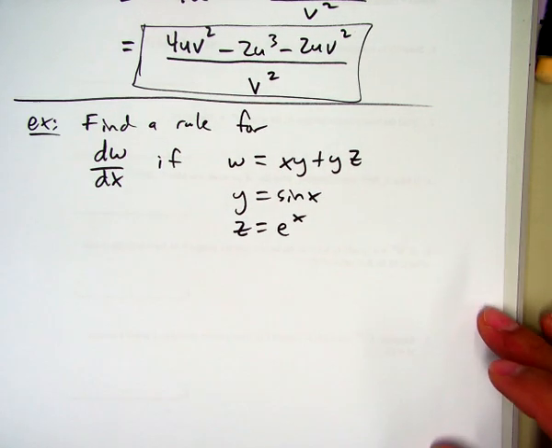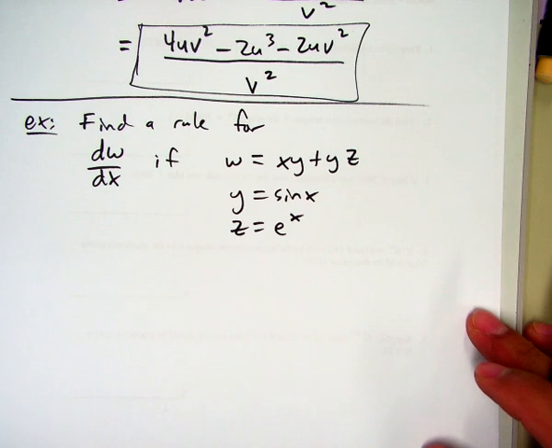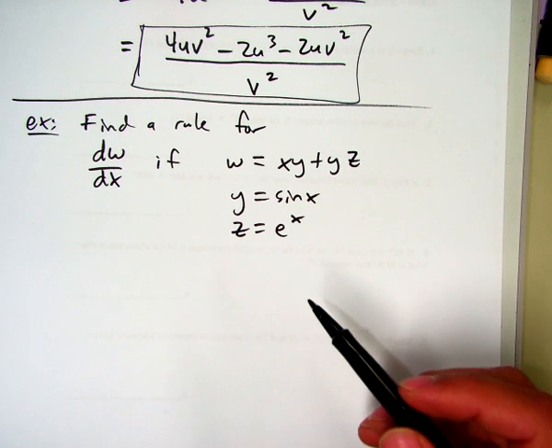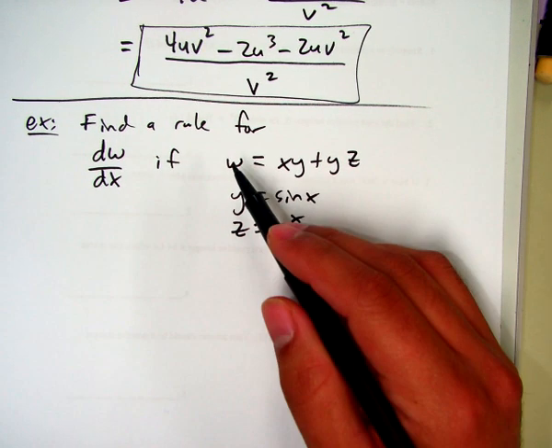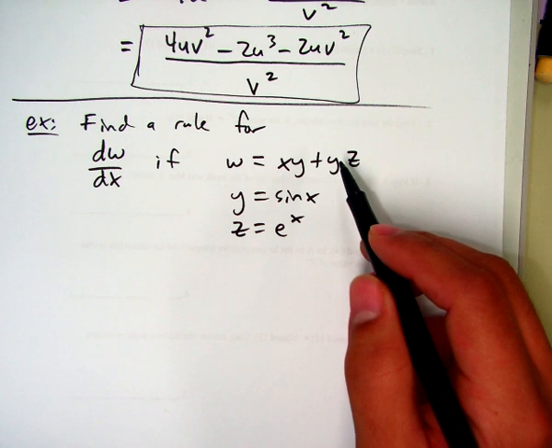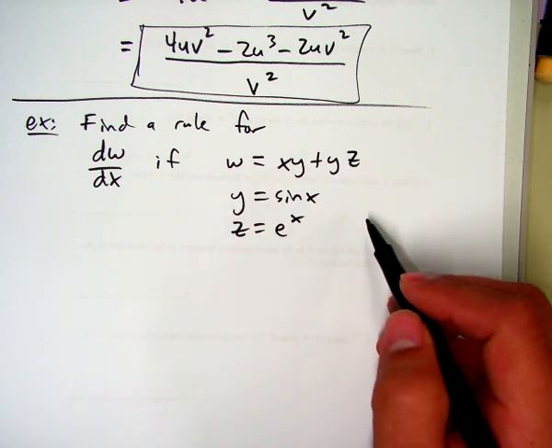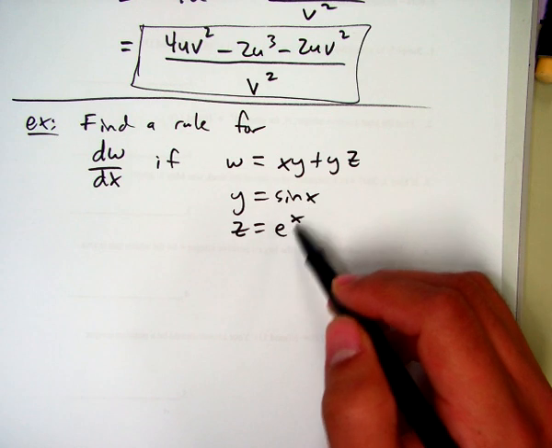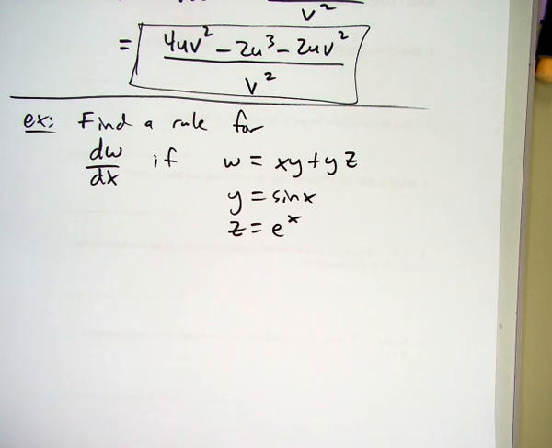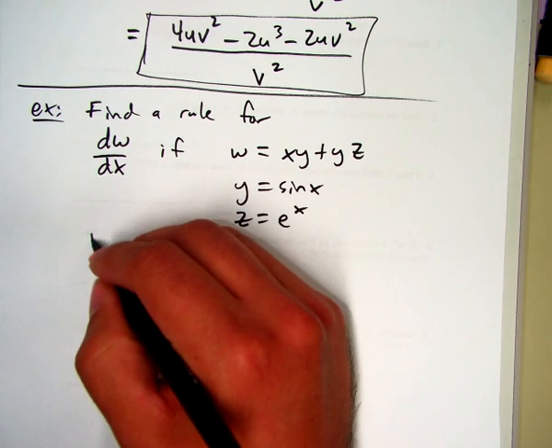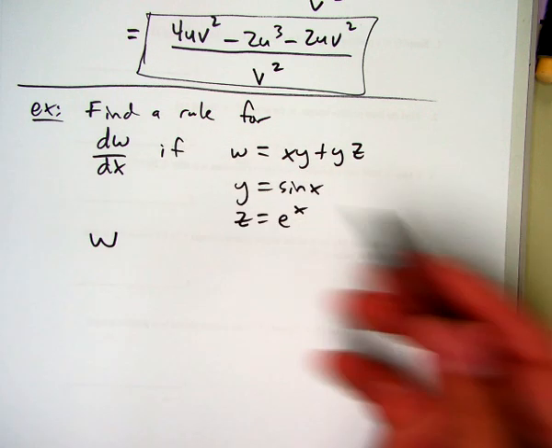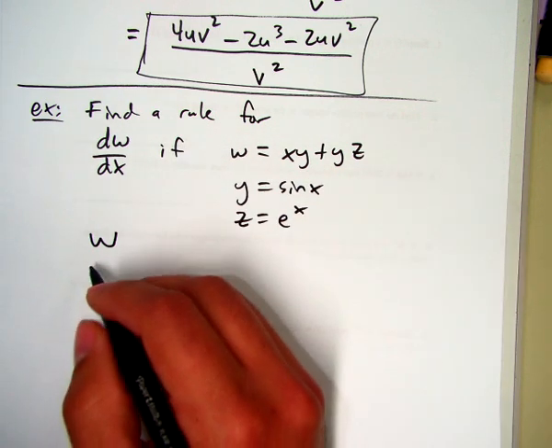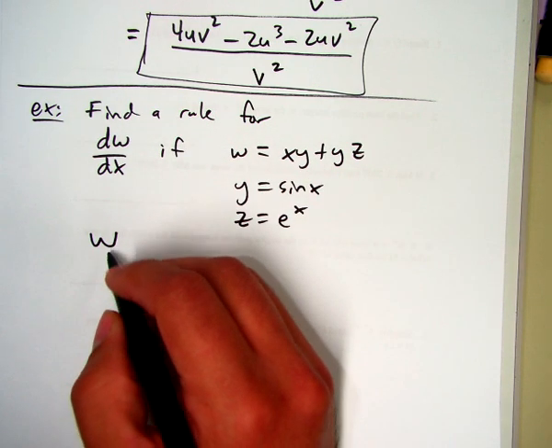Okay. So this one's a little different, and you can see that because we have w defined in terms of x, y, and z, we don't have an x function. We do have a y and a z function, however, and those are defined in terms of x. So it's a little different. If we look at a tree diagram, some of you probably already have a way of finding dw dx, but this usually helps me.